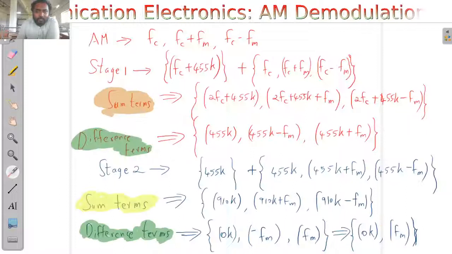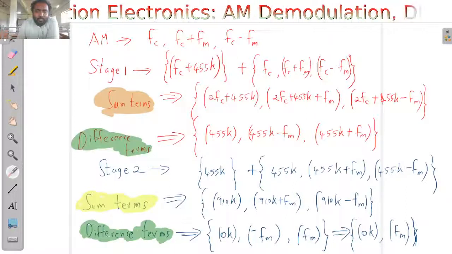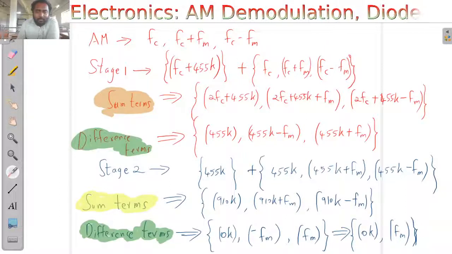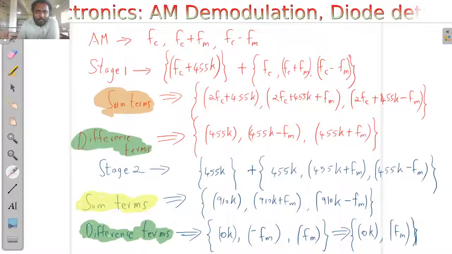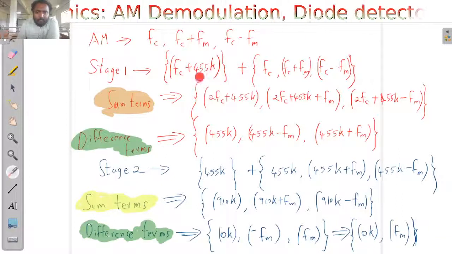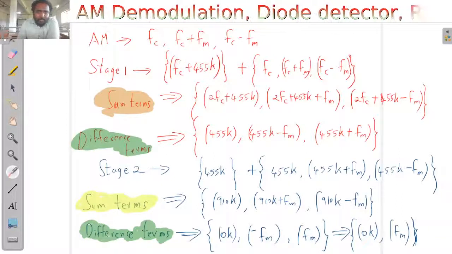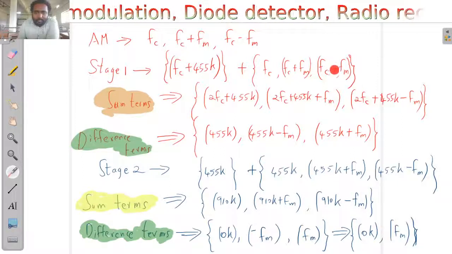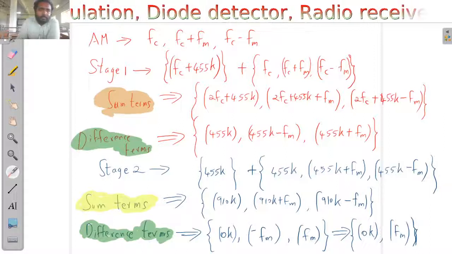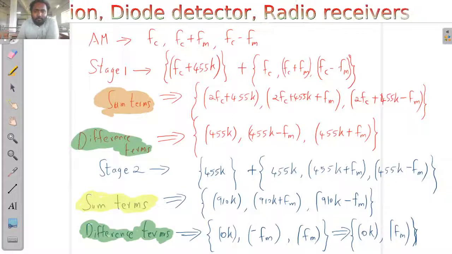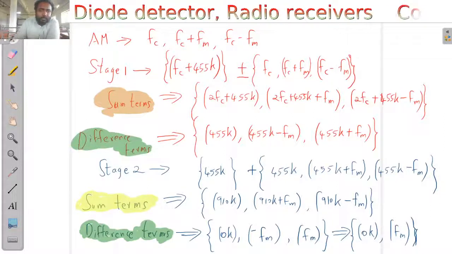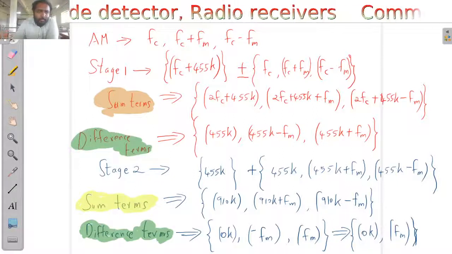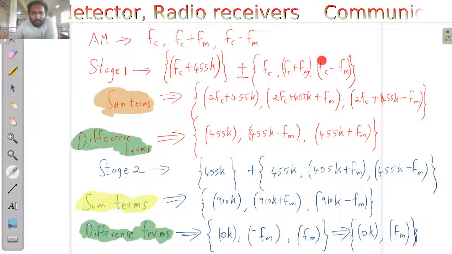So in the case of stage 1 output, the spectral components that are to be considered are these two: Fc plus 455 kilohertz, that is generated from the local oscillator, and the incoming AM signal. This is the incoming AM signal. So this one I should write as plus or minus, sum and difference frequencies. I am generating sum and difference frequencies.